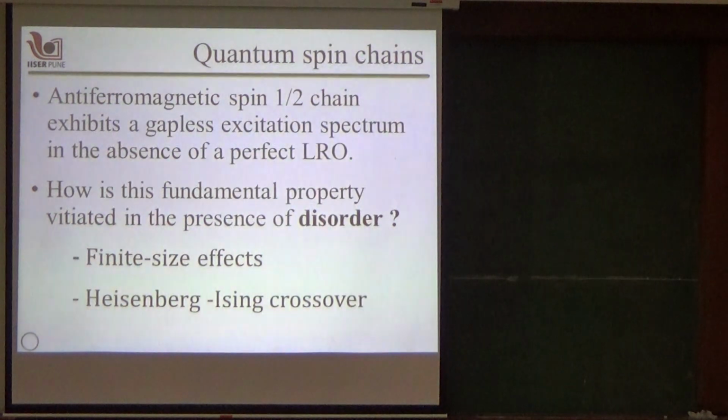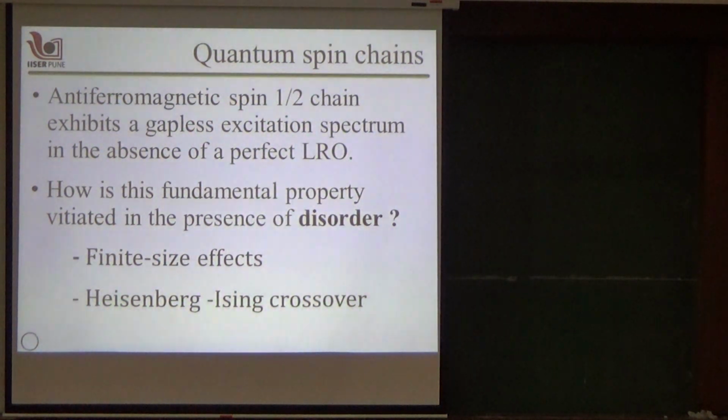Okay, so let me now come to the crux of the talk, which is to do with the impurities. As I said before, it's very intriguing that there's no long range order, and yet there is a dispersion which is gapless, which means that you can excite the magnetic excitations at arbitrarily small energies. So the question we are asking is how this fundamental property is vitiated in the presence of disorder. In particular, I am going to talk about the finite size effects.